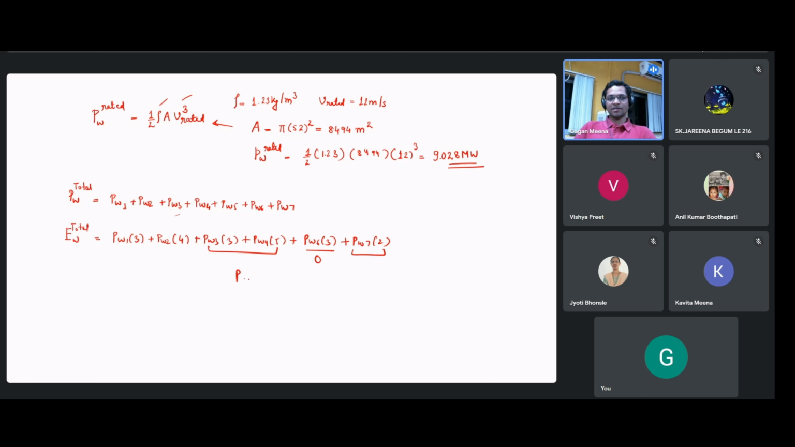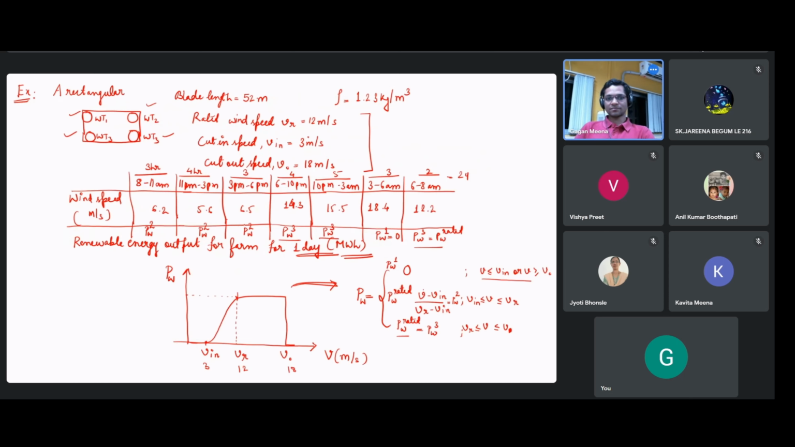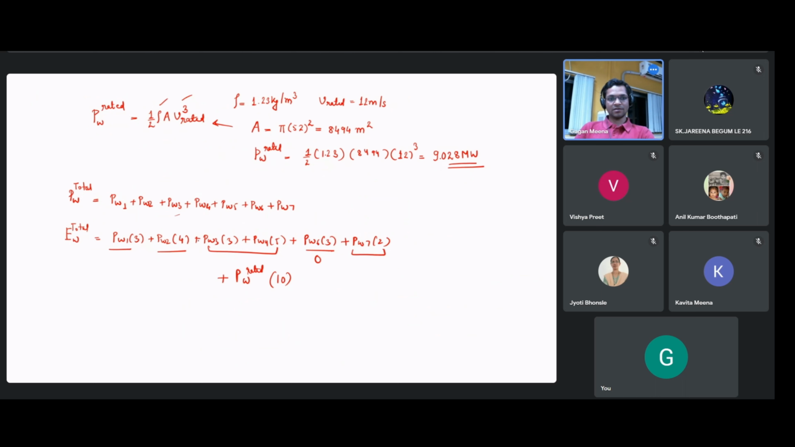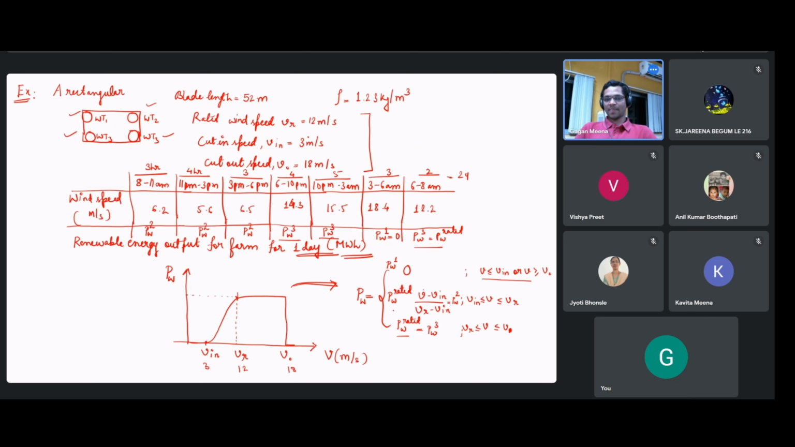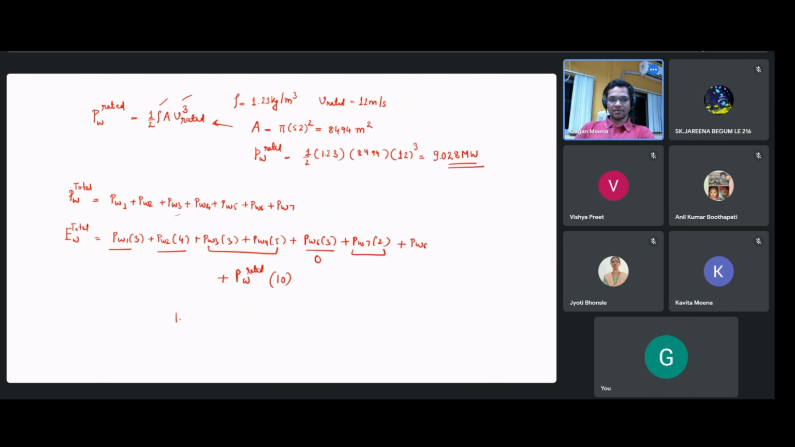So this is 0. These two we have to treat the same. So you can write PW rated into the sum of these three, 5 plus 8, it will be 10, plus here these two values we have to calculate. Oh, I think I missed one. PW5 I missed. So we can calculate this. Let us calculate it for the first time block. PW1 is PW rated into V minus V in divided by V rated minus V in, which is 9.028.